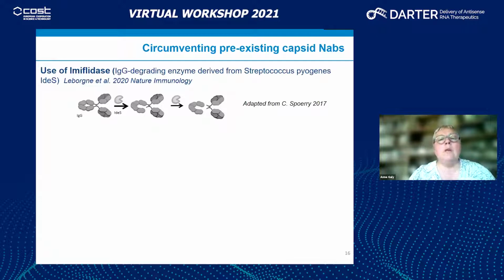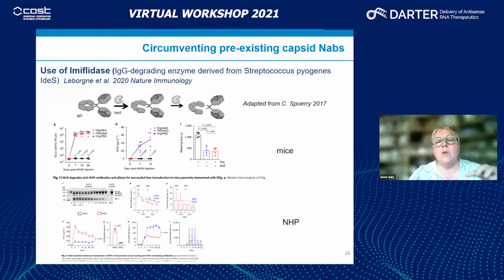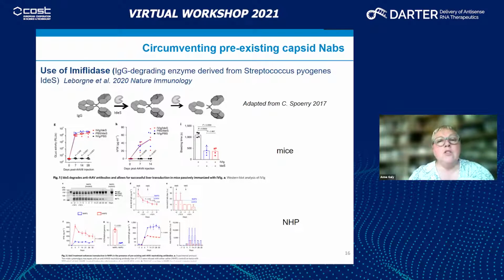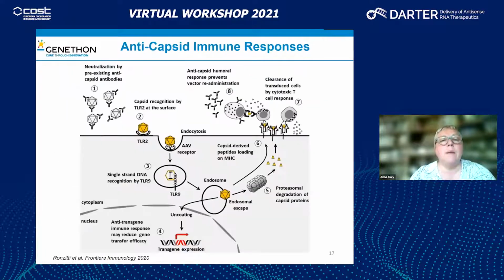One is to use imlifidase, which is also called IdeS, IgG degrading enzyme, which is derived from Streptococcus pyogenes. So it's an enzyme that will cleave specifically IgG. And they have shown in mice, but also in non-human primates, and they've published this recently, that you can in fact inject this IdeS and completely reduce the pre-existing antibodies, and then be able to administer your AAV vector. So this is a very promising strategy to be able to include patients who are already seropositive into clinical trials of AAV gene therapy.